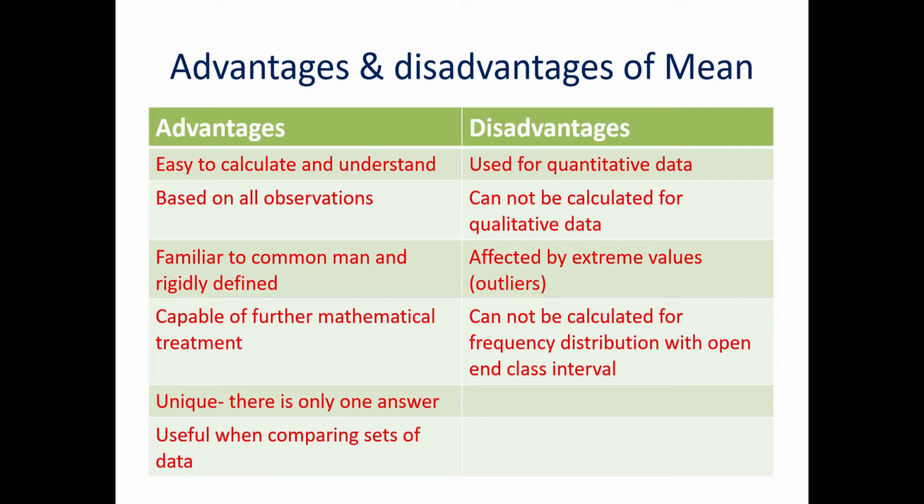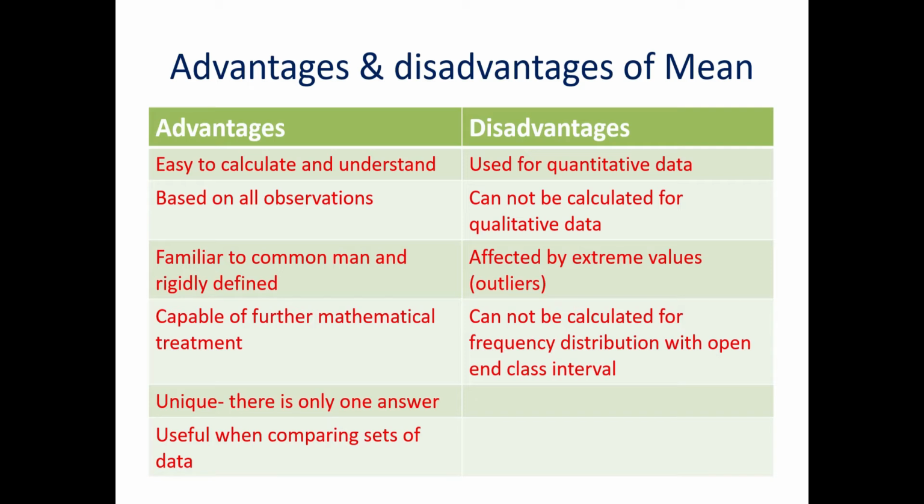Advantages: it is easy to calculate and easy to understand. Disadvantages: we can only handle quantitative data; qualitative data it will not. Advantages: based on all observations. Disadvantages: cannot be calculated for qualitative data. Advantages: familiar to the common man and rigidly defined. Everybody understands what is the average, what is the total. But disadvantages: it is affected by outliers, that is, extreme values. Extreme values spoil the whole game.